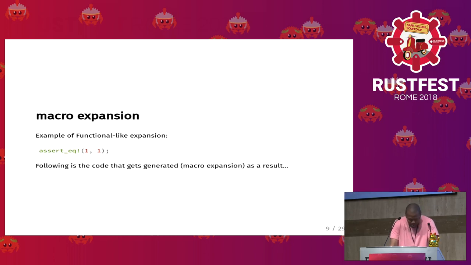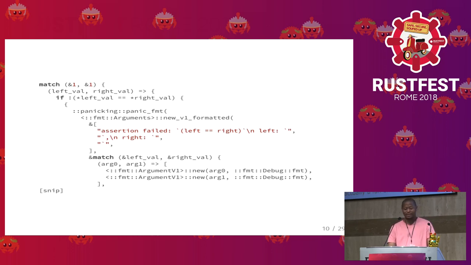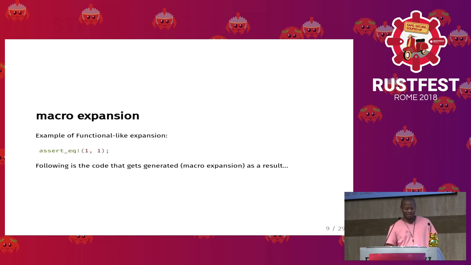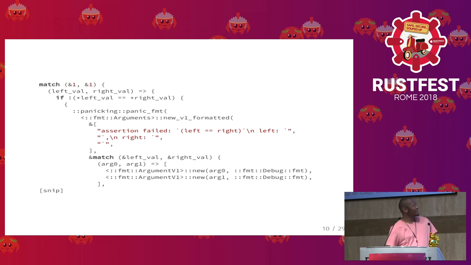Anyways, here's an example of a macro expansion. You have an assert_eq there. This makes your code panic if the things you are comparing are not equal. This one will definitely succeed because we all know and believe that one equals one, right? And then this is what happens. Macro expansion takes that bit of code and creates this, and this is just a snippet of it.